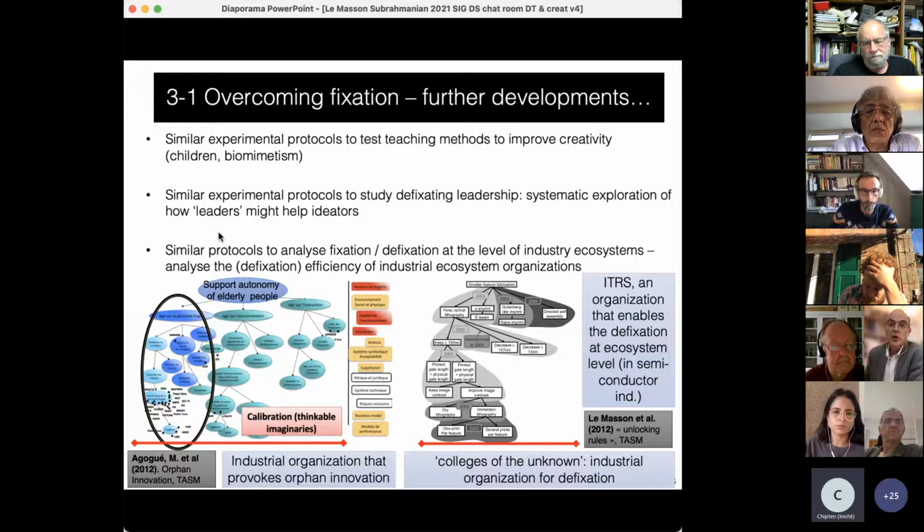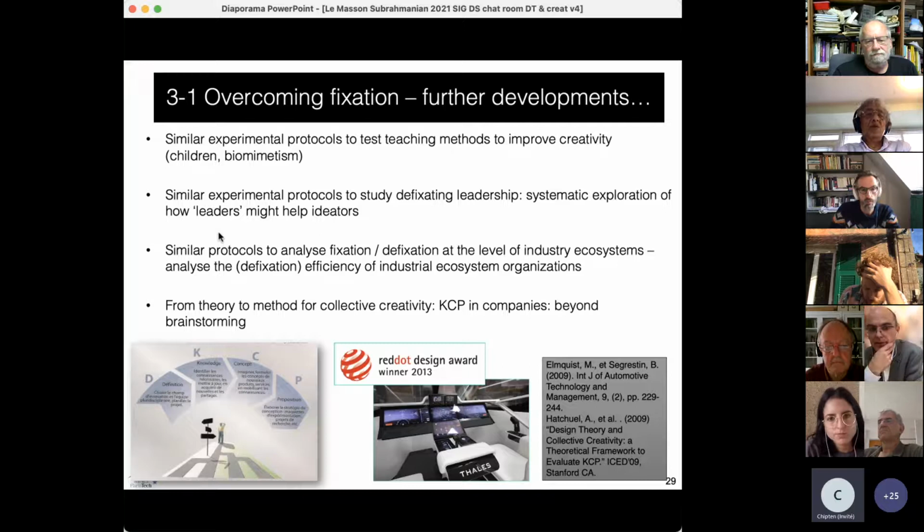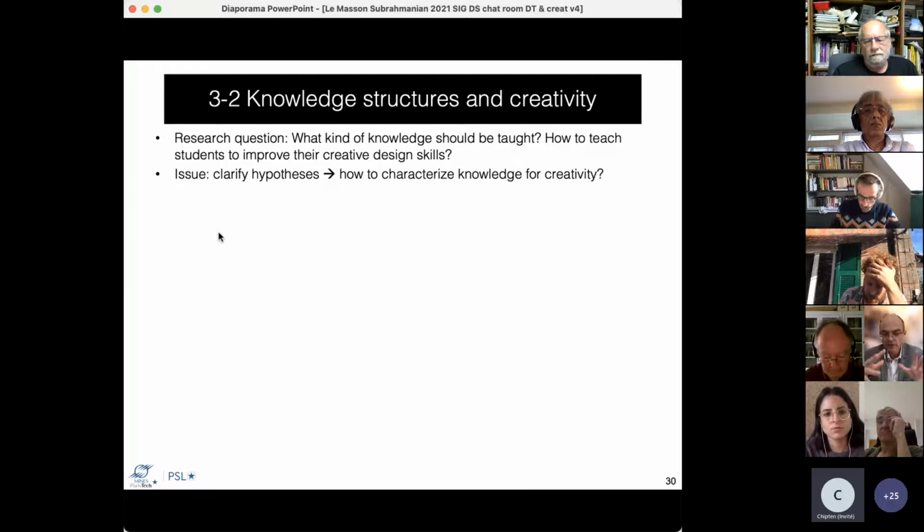And here we confirm PSI, this framework proposed by Yoram Reich and Sub, to connect design reasoning with institutions. And we see here that institutions might fix and institutions might defix. Even more, it's possible based on this to go from theory to method and to propose methods to collectively overcome fixation. This is how CK was transformed into KCP in companies, to help those companies develop processes to go beyond brainstorming and beyond fixations. This was for the question of overcoming fixation, and you see how modern design theory could help explore new frontiers in the question of overcoming fixation.